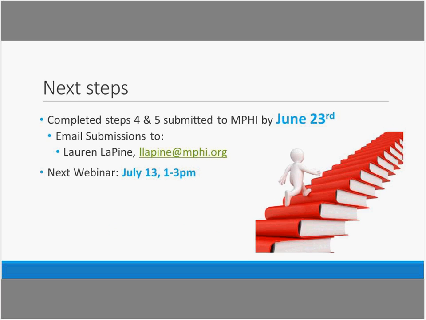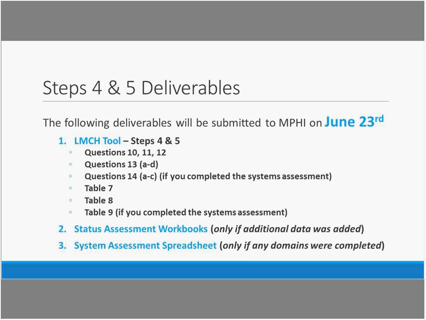I'll add that we made that last question 14 and Table 9 optional, and we hope that you tried to do part of that systems assessment. But if for some reason you didn't have the time or the resources to do that, you would just indicate that on question 14 and just say, we elected not to do this at this time, so that we're aware that you didn't just skip over it. Thank you. I appreciate that.